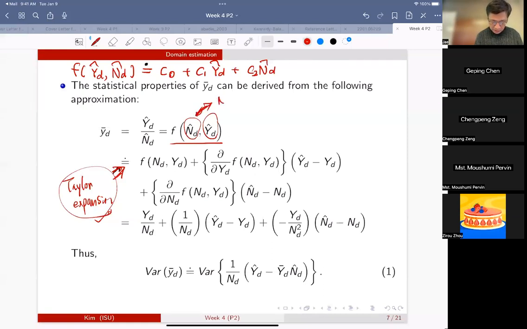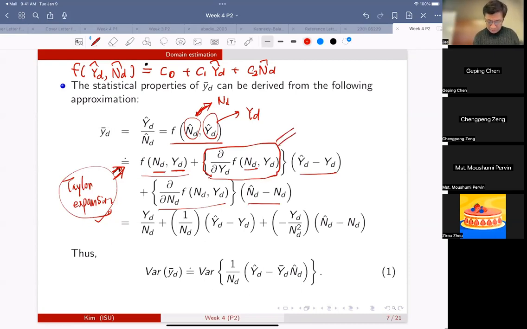The first will converge to N_d, and the second will converge to Y_d. So our expansion should be around the mean, around this point. This is the first term, and then the linear term: the first derivative with respect to the first component, and the derivative with respect to the second component. Then what you need to do is write down exactly what it is.